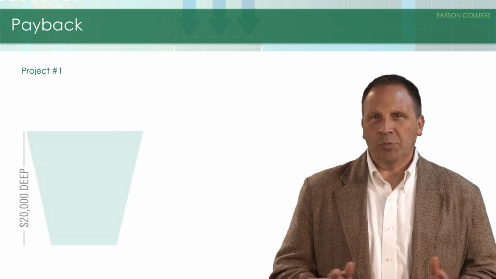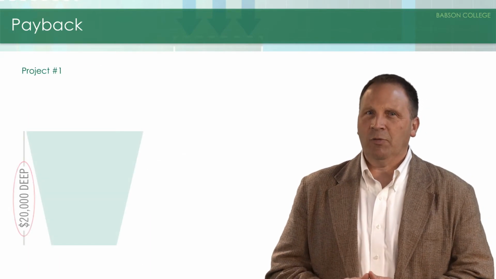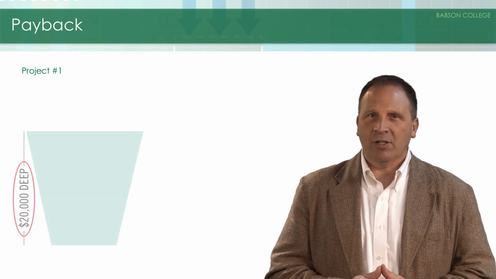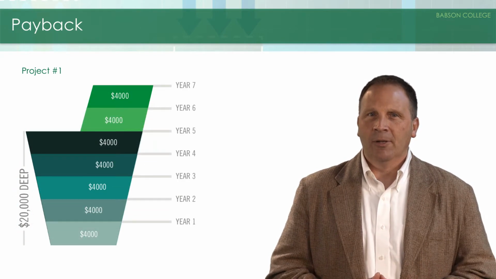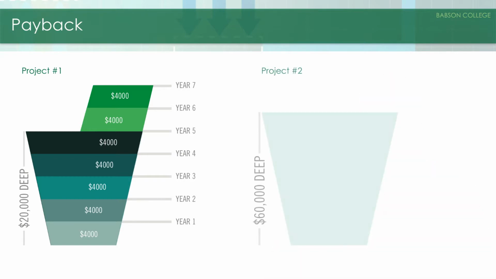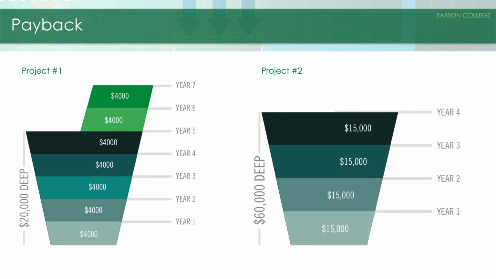Let's say we have our first project with the initial investment of $20,000 producing $4,000 a year for 7 years. We know the payback for this first project is 5 years. Now let's add a second project with an initial investment of $60,000 that produces cash inflows of $15,000 per year for 4 years. It is clear that the payback for this project is exactly 4 years. So to review, the first project has a payback period of 5 years, and the second project has a payback period of 4 years. Which one's better?